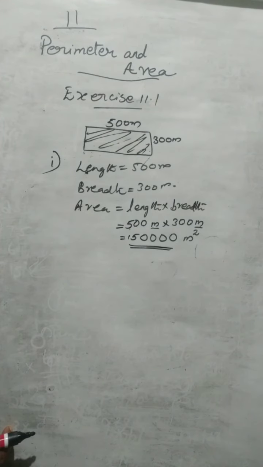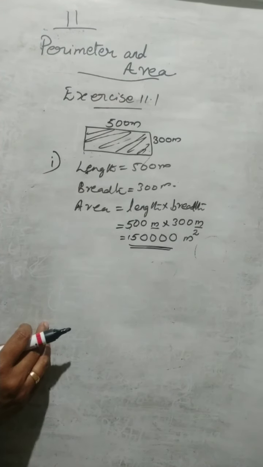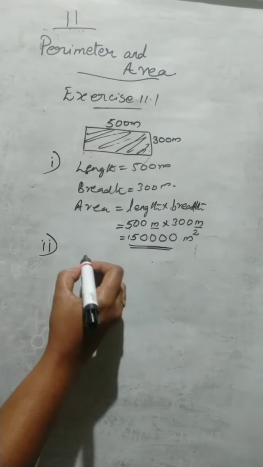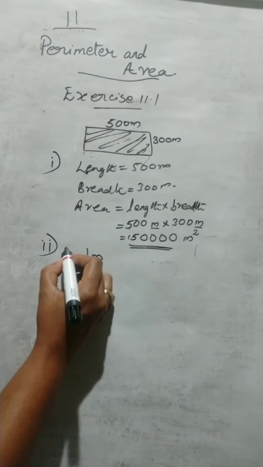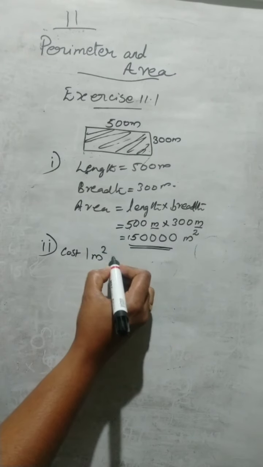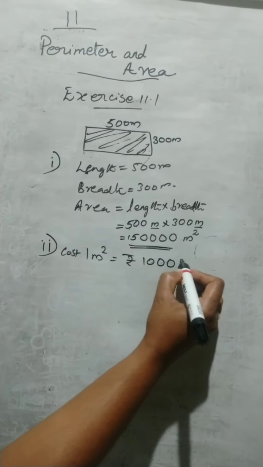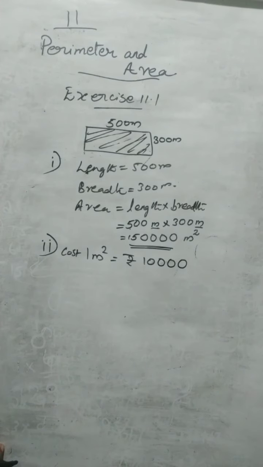Next question is cost of land. Then the cost will be there for this land. Cost of 1 meter square land is equal to rupees 10,000.